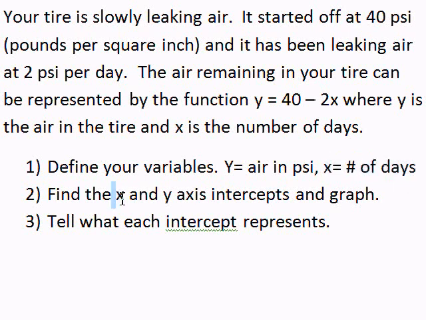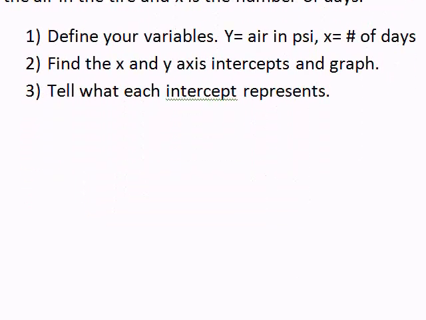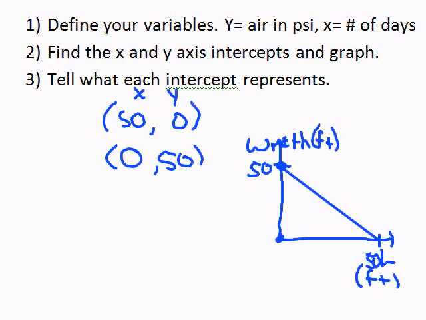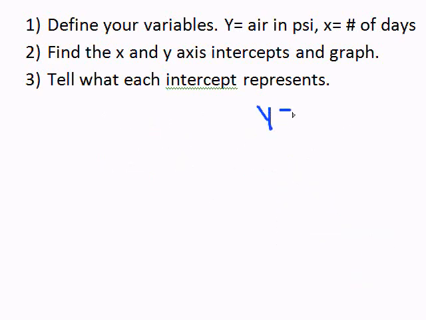Now we're going to find the x and the y-axis intercepts and then graph the function, and we're going to tell what each one of the intercepts represents. So I'm going to go ahead and write the function right here below, giving us y equals 40 minus 2x, and we're going to need to find the x-intercept and the y-intercept.